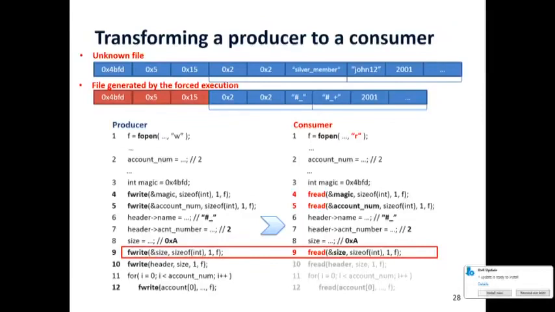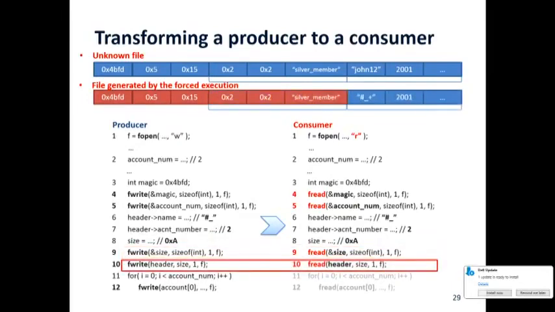Since we just generated the random values during line number 6, 7, 8, the size is actually calculated as hex number A. But this is incorrect because in the unknown file, the real size of that header is 15. So at line number 9, the symmetric read operation will correct this problem. So it reads the third field, which is 15, and assigns it to the size variable. And at line number 10, we also do the symmetric read. And now we try to read the header. And since we have corrected the size variable at line number 9, the transformed consumer execution can correctly read the header.